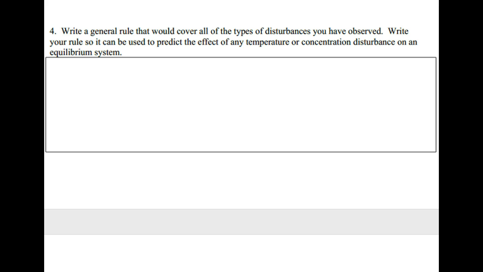For number 4, writing a general rule to cover all types of disturbances, you should start seeing a general pattern: when the disturbance affects the side with either the temperature or the concentration in such a way that that side has more of it, then the reaction would proceed to the other side to balance out the equation, much like a seesaw. And if you were to remove the temperature or concentration, well, the seesaw would tilt towards that side to make up for what was lost and go back to equilibrium.